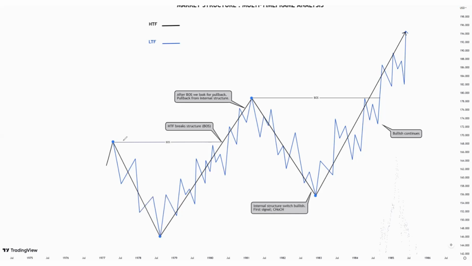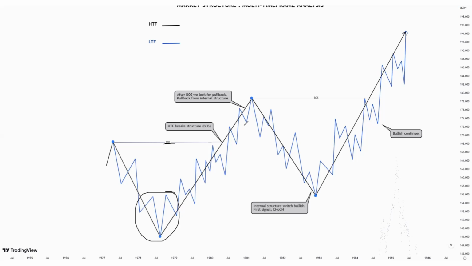Now 4 hours and 15 minutes, overall they show the same thing, but you'll see that 15 minutes is doing this while 4 hours is just straight. So when 15 minutes switches bullish, we go. Then with a broken structure, after the broken structure, what do you expect? We expect a pullback. How do we know the pullback is about to take place? Internal structure will switch bearish.